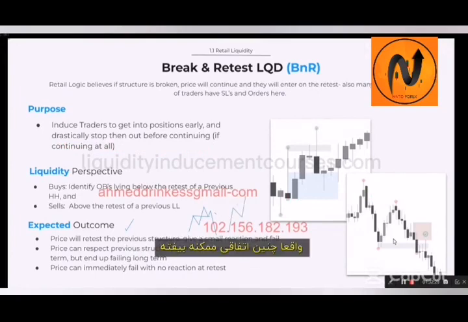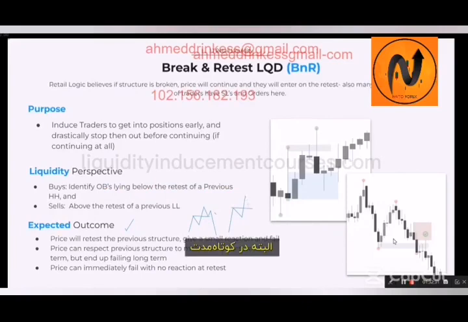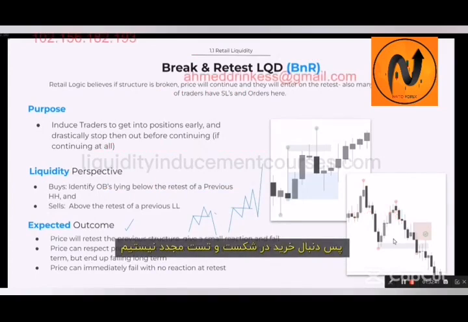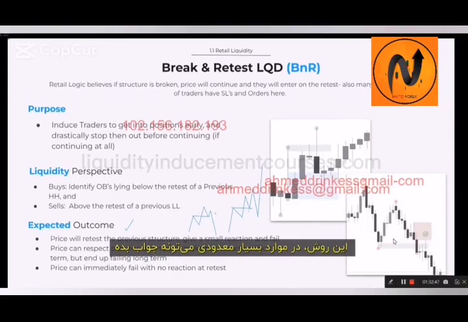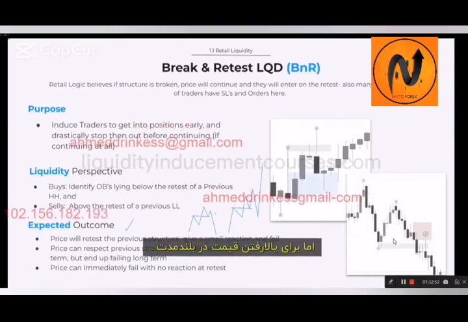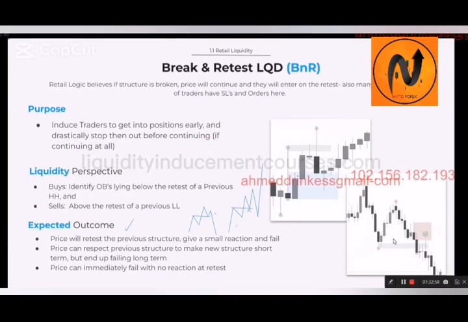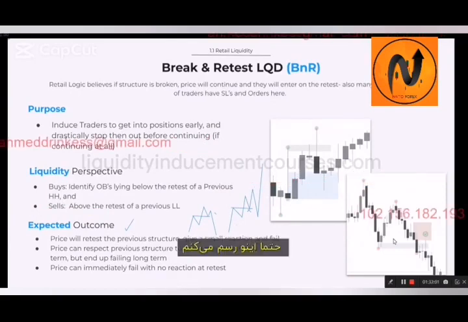It could respect it short term, but then end up taking them out before going higher. So we don't look to buy a break and retest, but know that what can happen is it can work in a very, very small percentage of instances to go higher short term. But in order for price to go higher long term, the retest will still end up getting taken out. I would definitely draw this.